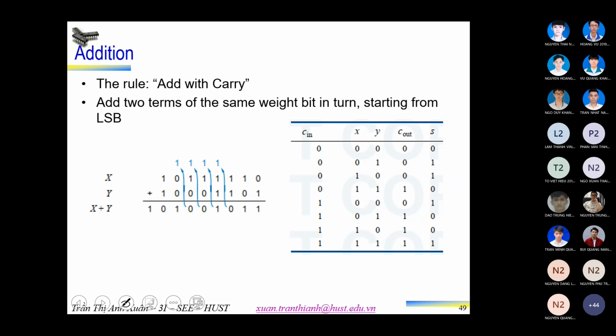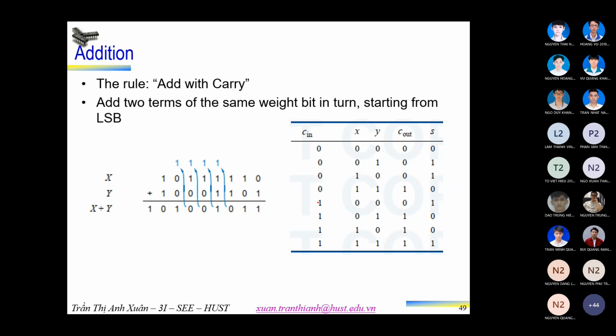We apply the rules as with carry. That means we add two terms of the same weight in turn, starting from the LSB. Example here, we add two binary numbers x and y. We add together the least significant bits with an initial carry of 0, and then produce the carry output, and the sum is according to the table.